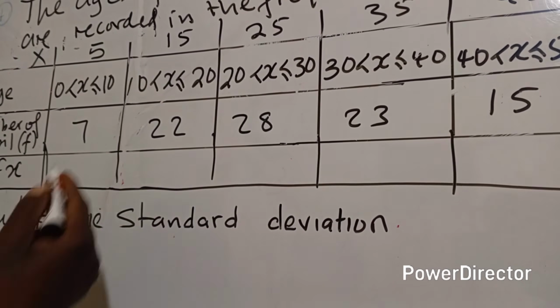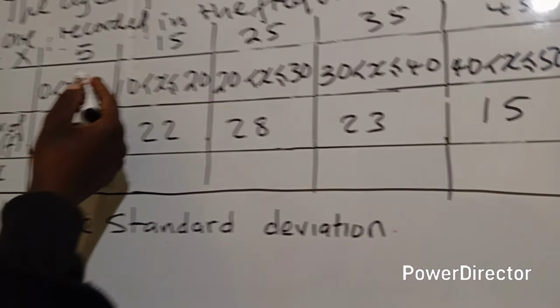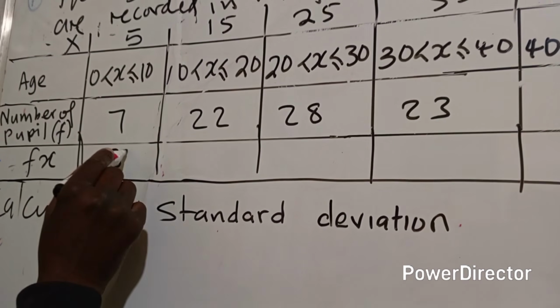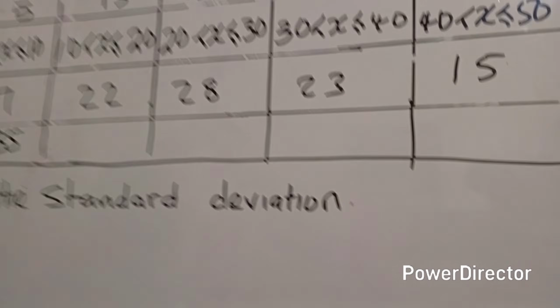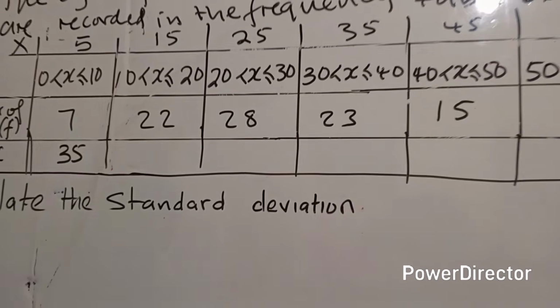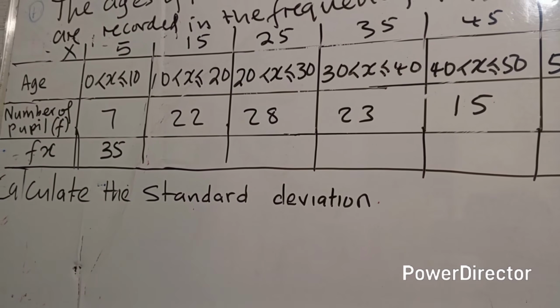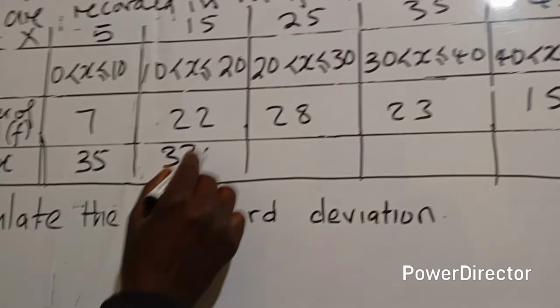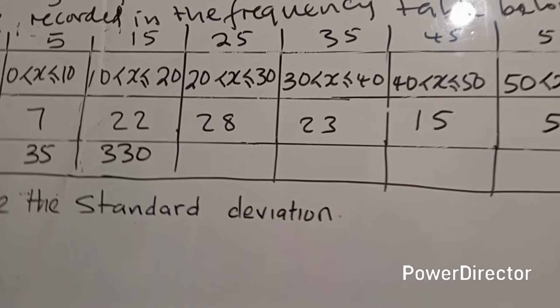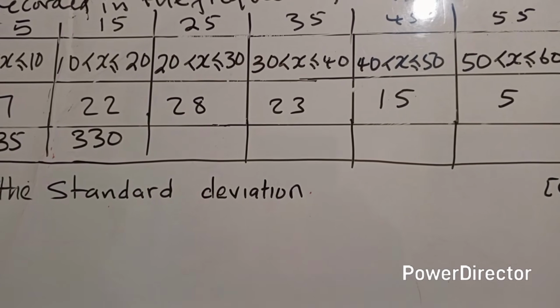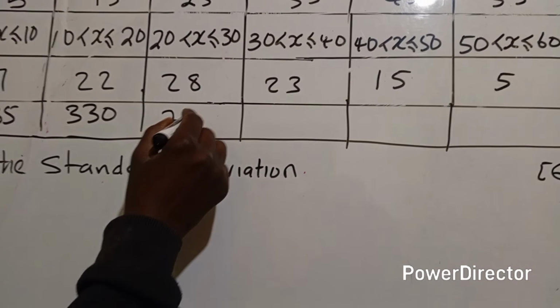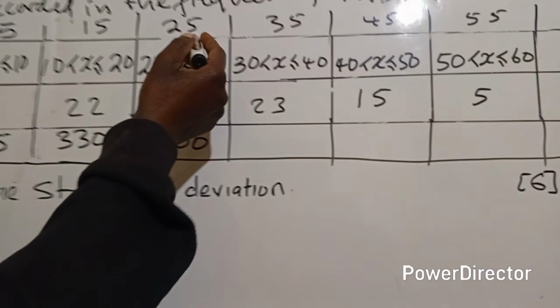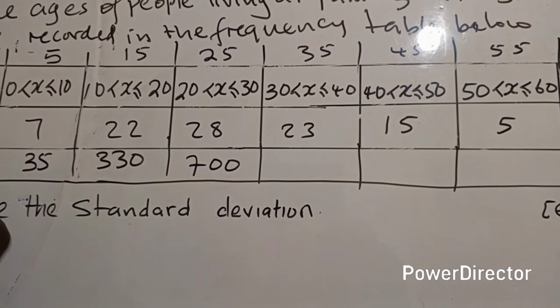Ladies and gentlemen, you start multiplying. Here the calculator is needed. 5 times 7, you get 35. You can see what I've done. Again, you continue. 15 times 22, with your calculator, you get 330. Again, 25 multiplied by 28. You agree with me that you get 700. I'm multiplying the x which you had found with the f. So this is what we call f of x.